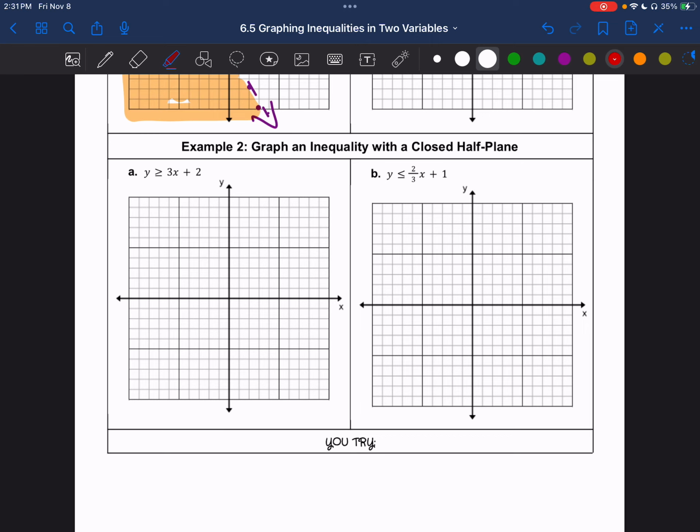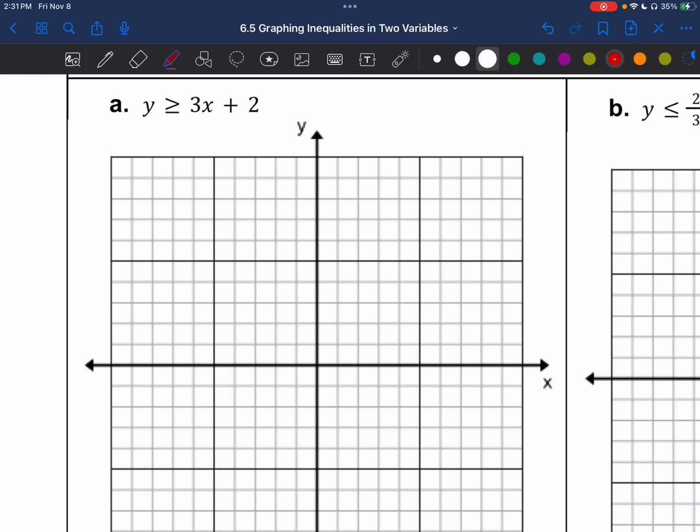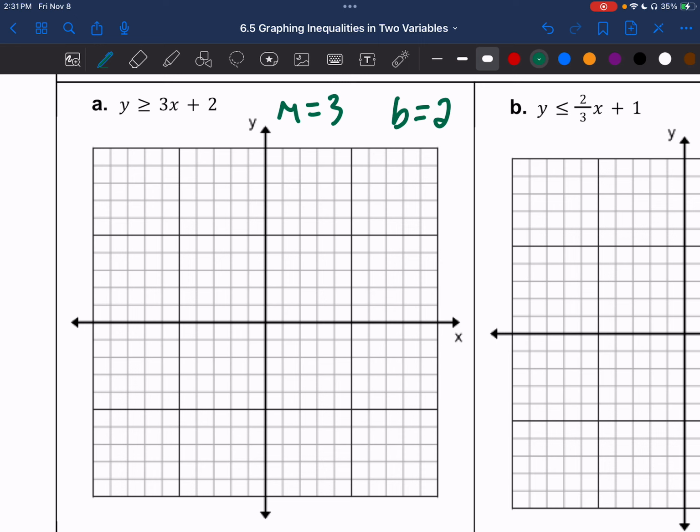So, letter A. Again, let's find our slope and our y-intercept. My slope is 3. My y-intercept is 2. So I have a point at +2. And it's a slope of 3. So we're going up 3 and to the right 1 each step. And let's go down 3 to the left 1, down 3 left 1, down 3 left 1, down 3 left 1.